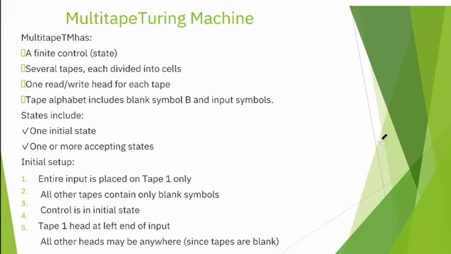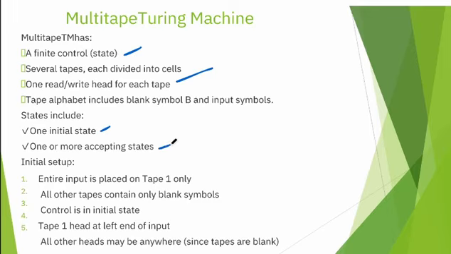A multi-tape Turing machine is just like a normal TM but with multiple tapes instead of one. It has a finite control, several tapes divided into cells, one read or write head per tape, and one initial state and one or more accepting states.